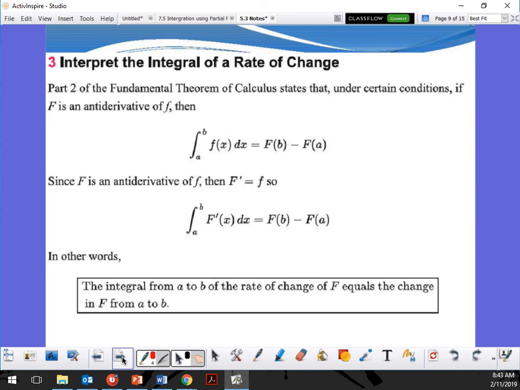Okay, so right here, from a to b, this is going to be F of b minus F of a. So the integral from a to b of the rate of change of F equals the change in F from a to b.